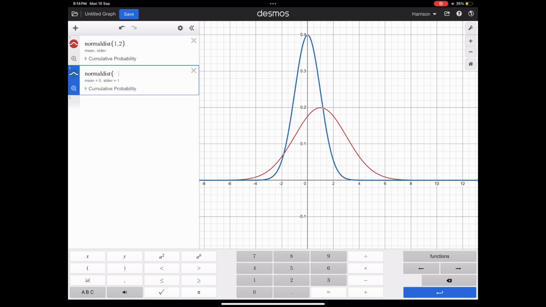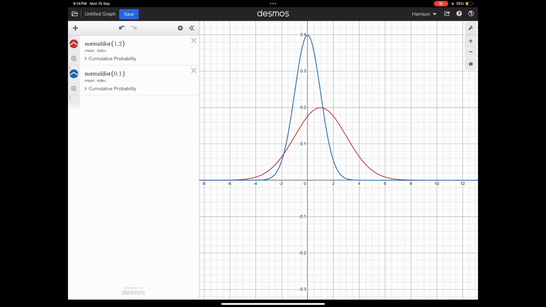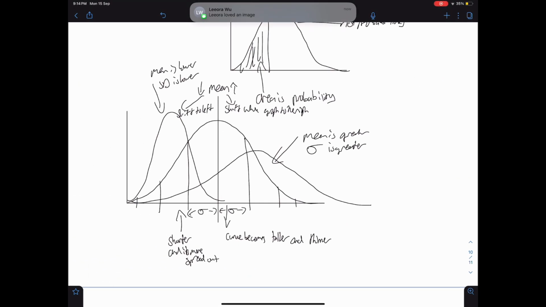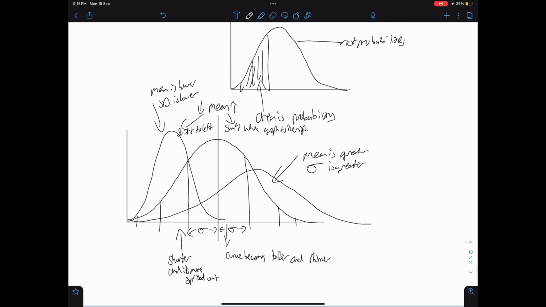And then I'm going to compare it to another normal curve, say with a mean of 0 and a standard deviation of 1. Notice how the second curve, with half the standard deviation, is twice as tall and half as wide. And because it's got a mean of 1 less, it's 1 to the left. We call a normal distribution with mean 0 and standard deviation 1 standard normal.